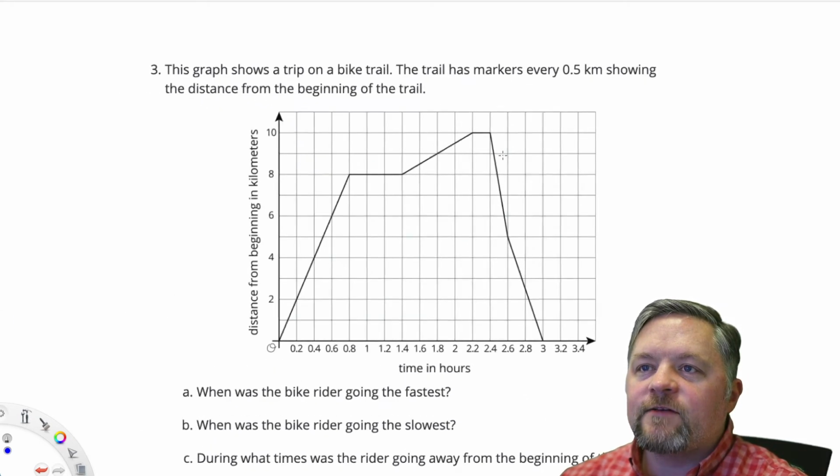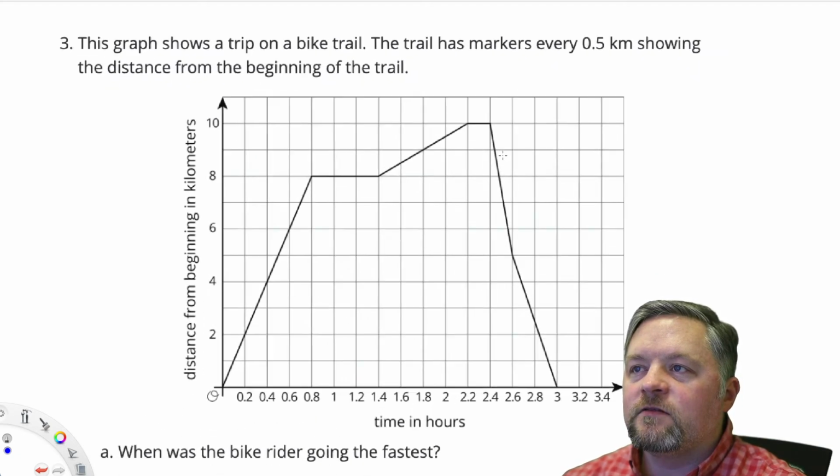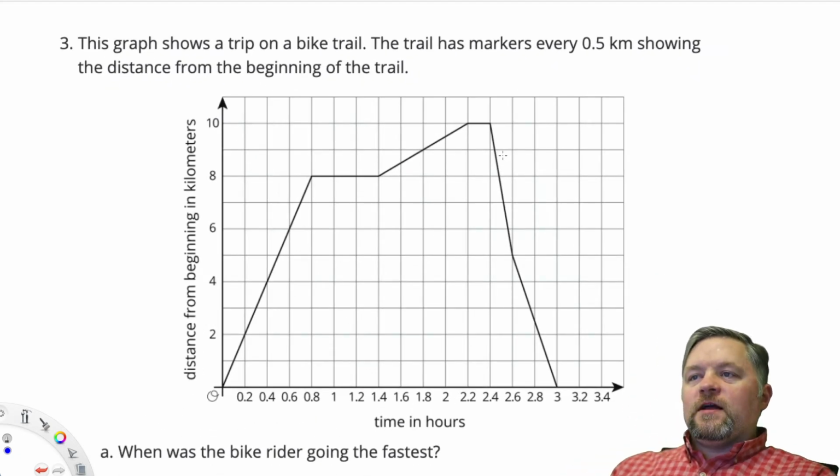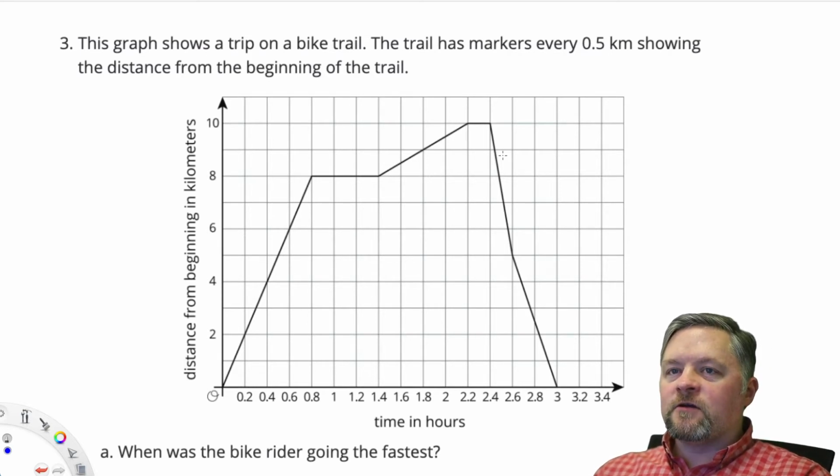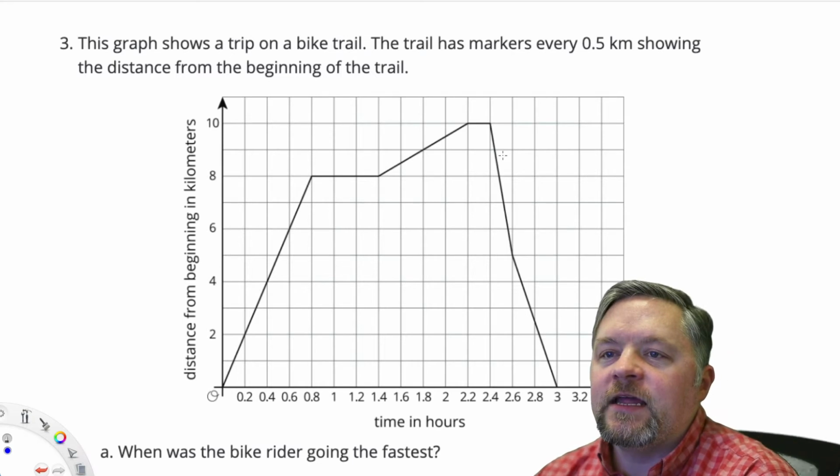Okay, graph shows a trip on a bike trail. The trail has markers every 0.5 kilometers, every half a kilometer, showing the distance from the beginning of the trail.